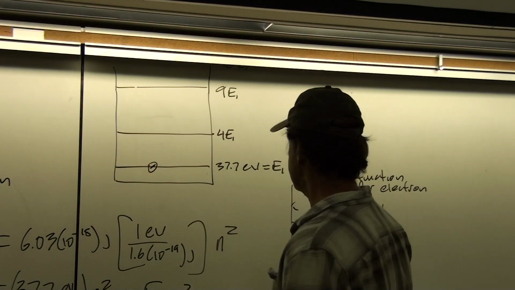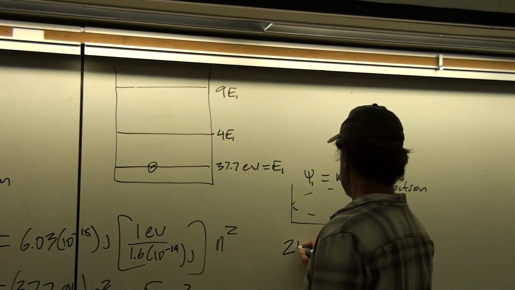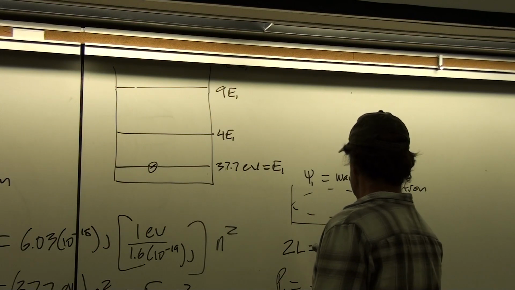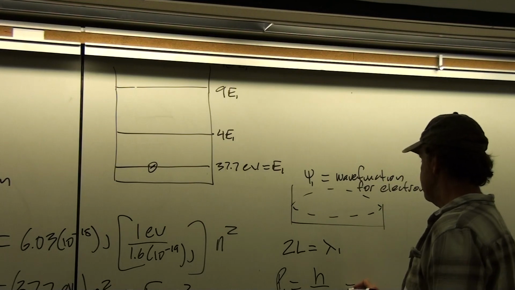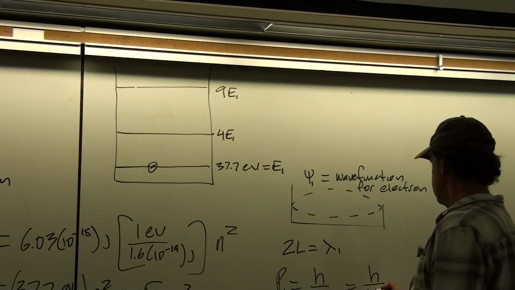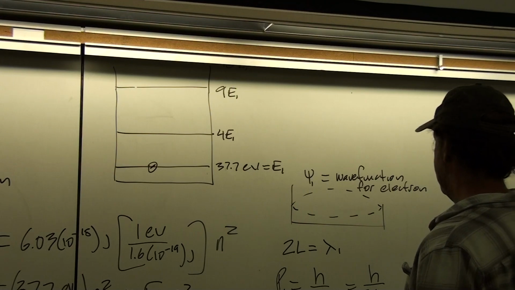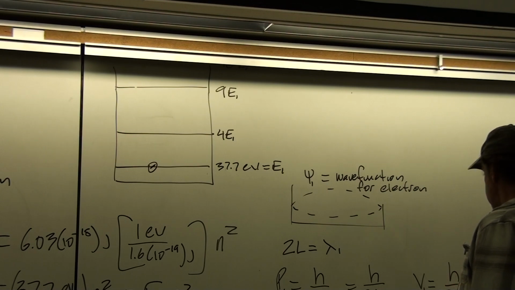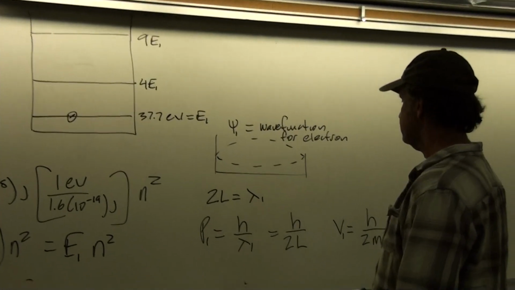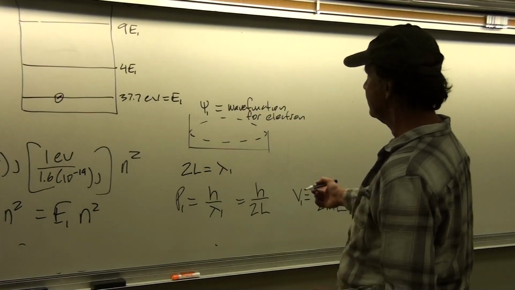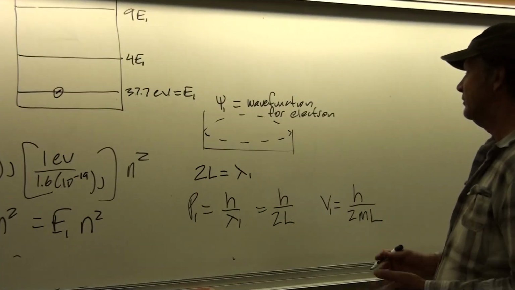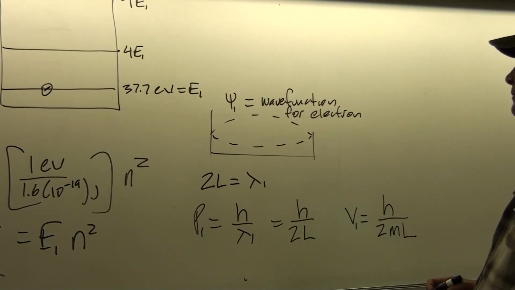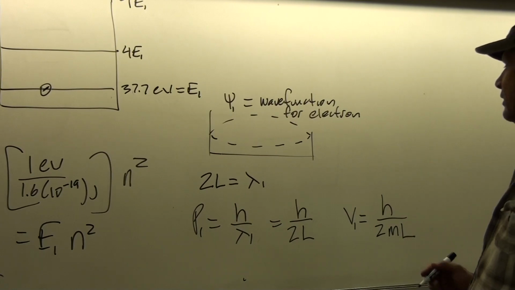Now we could figure out what that speed is by knowing that 2L is equal to lambda 1. P1 is equal to h over lambda 1. So that would be h over 2L, right? And so then we could say that V1, the velocity of that electron, is h over 2mL. Okay, so let's just do that for this one particular electron, just so that we have a good feeling for how this would work with other states for the particle in a box.